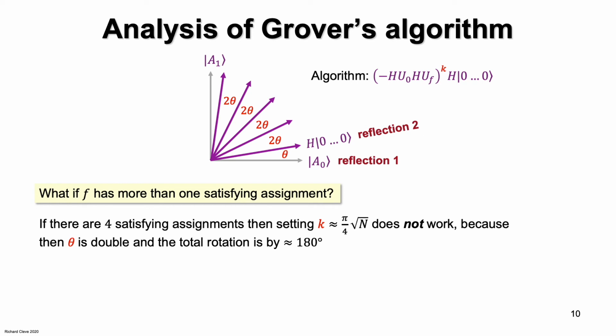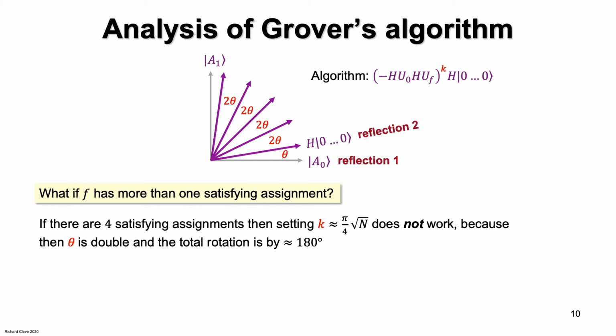Suppose that there are 4 satisfying assignments. Then the value of theta is double the value of theta for the case of one satisfying assignment. Therefore, the rotation overshoots. The total rotation is by 180 degrees instead of 90 degrees, which is no good. The state starts off almost orthogonal to ket A1, then midway it gets close to ket A1, and then it keeps rotating and becomes almost orthogonal again. When there are 4 satisfying assignments, the ideal number of iterations is half the number for the case of one satisfying assignment.